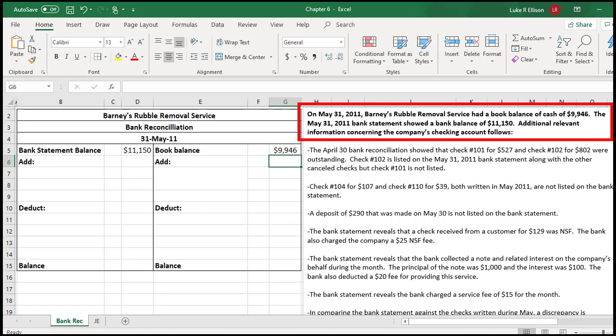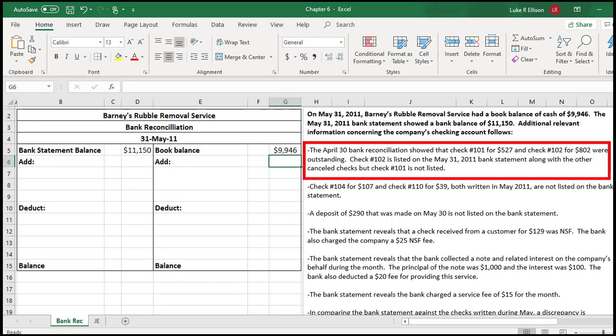The first piece of information says, the April 30 bank reconciliation showed that check 101 for $527 and check 102 for $802 were outstanding. Check 102 is listed on the May 31, 2011 bank statement along with the other canceled checks, but check 101 is not listed. So there are two terms here that you might not be familiar with.